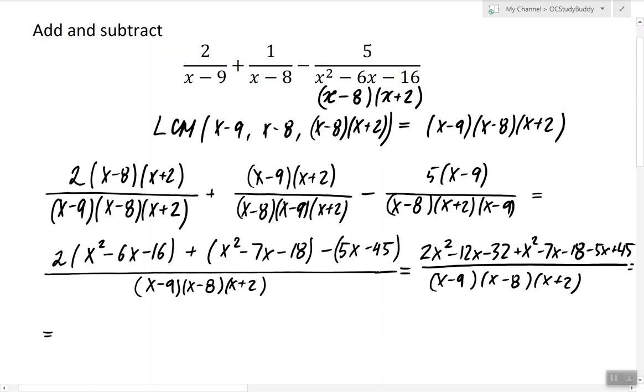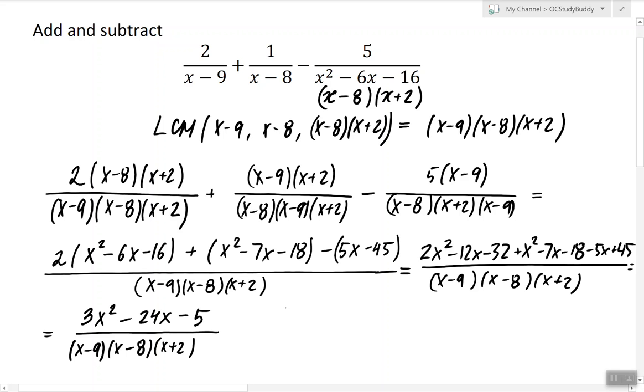So combining the like terms in the numerator gives us 3x squared minus 24x minus, we have 32 minus 18, that's negative 50. Negative 50 plus 45 is negative 5. All that is divided by x minus 9, x minus 8, and x plus 2.